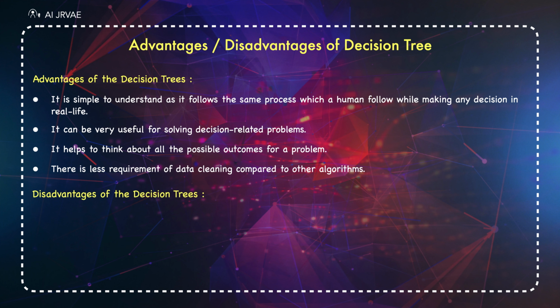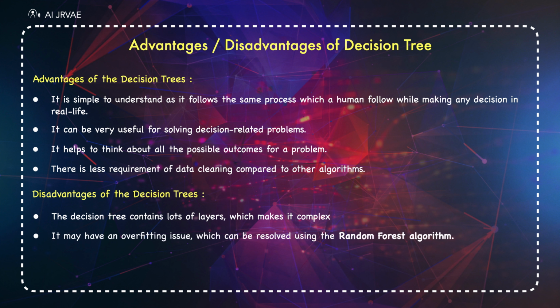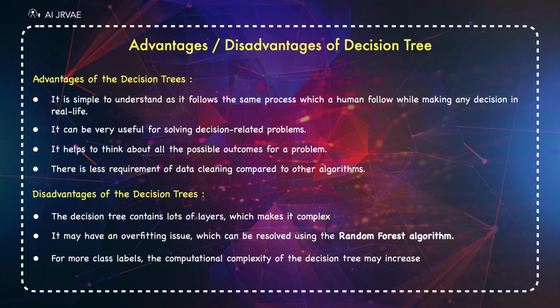Disadvantages of the decision tree. The decision tree contains lots of layers, which makes it complex. It may have an overfitting issue, which can be resolved using the random forest algorithm. For more class labels, the computational complexity of the decision tree may increase.